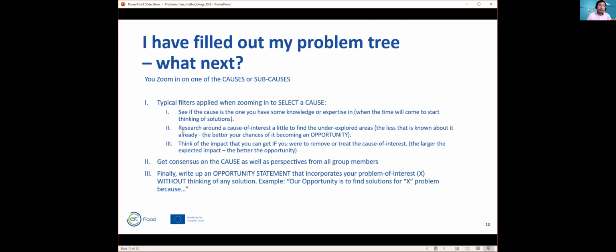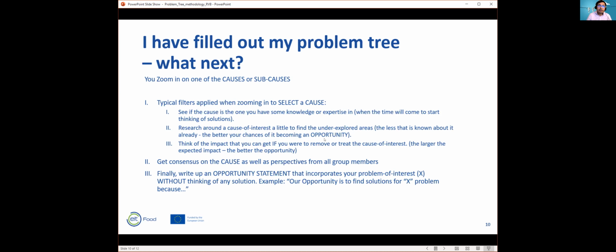Then you research around the cause of interest a little to find out the underexplored areas. And again, the less that is known, the better your chances of the problem actually becoming an opportunity for you, not a solution, an opportunity. An opportunity is something that will use some solutions in it later on, right? And then if you also can think of the impact that you can get if you were to remove or treat that cause of interest, then that is also an opportunity, right? And the larger the expected impact, the better the opportunity.